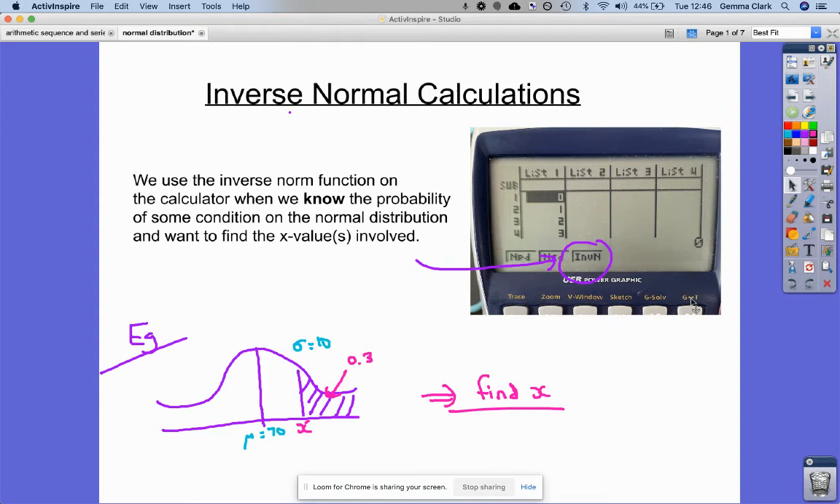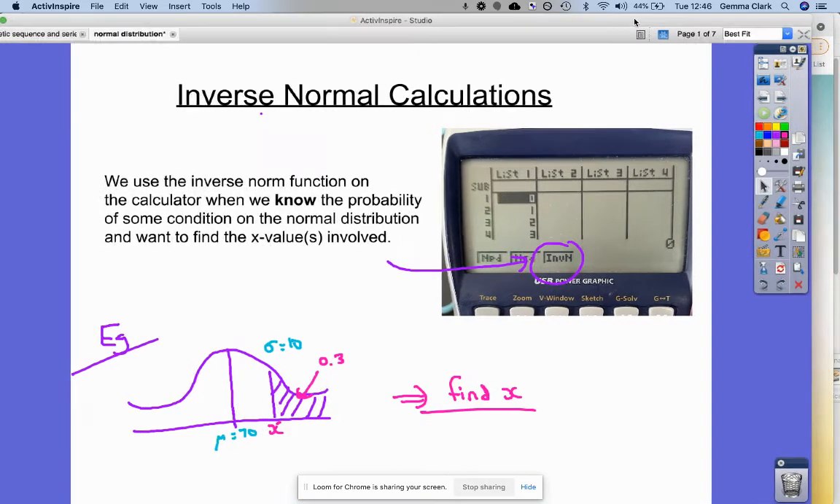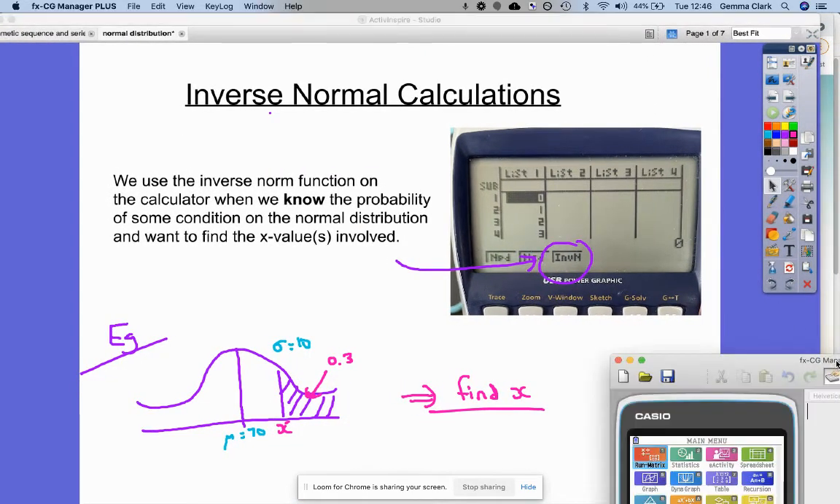Video on how to do inverse normal calculations. Now I'm just going to show you on my CASIO calculator first of all whereabouts that is. So I'm in the stats menu and I just go to distribution, norm, and then you can get to your place.